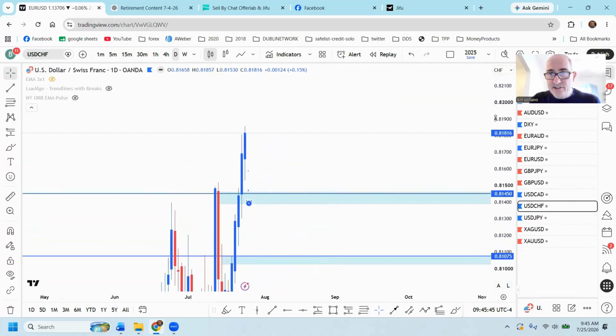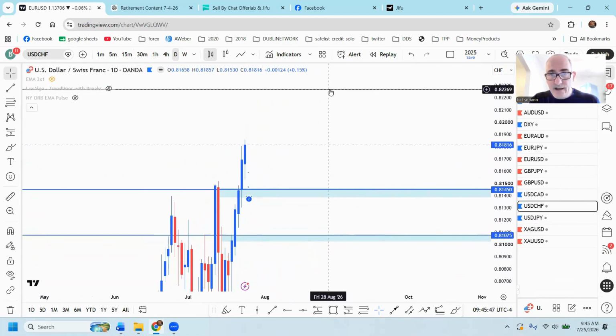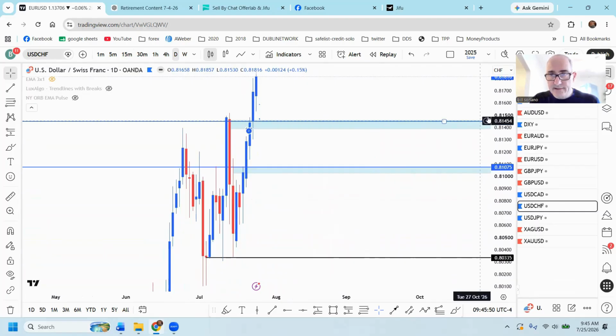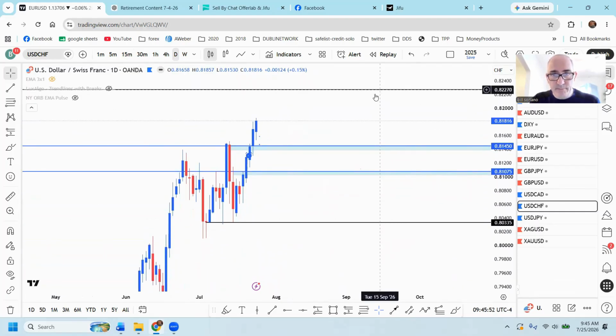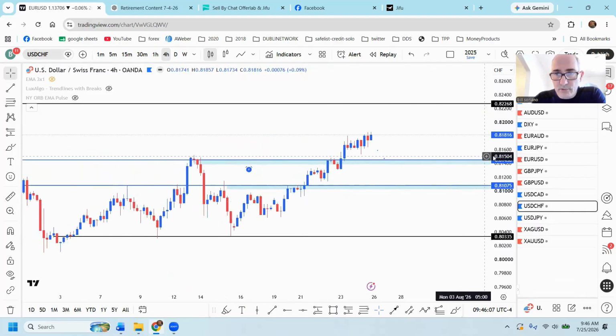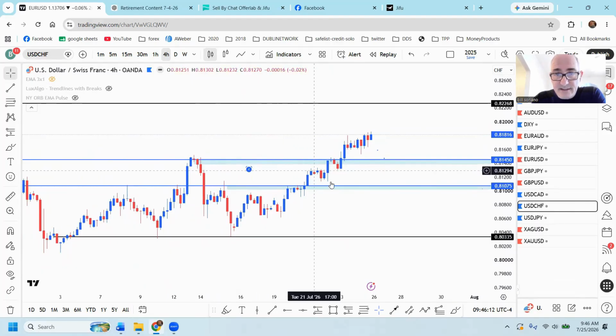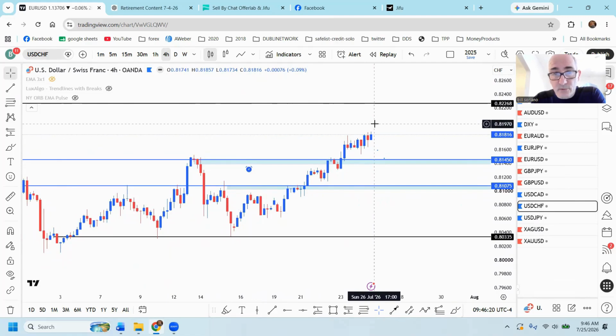So USD CHF, we have a daily high way up here and a daily low down here. So we have a pretty big range here for USD CHF. You can see the price is currently in the top half of that range, right? And if we look on the 4-hour time frame, we're going to see that we're very bullish here. We are bullish on USD CHF as we've had several pullbacks and breaks of structure to the upside in this pair on the 4-hour time frame.